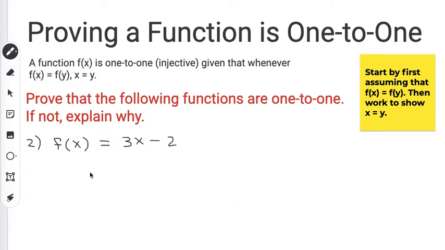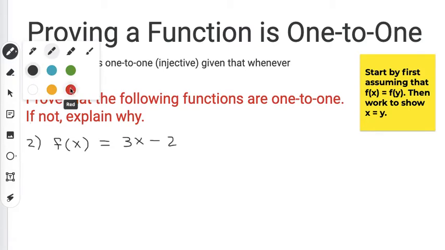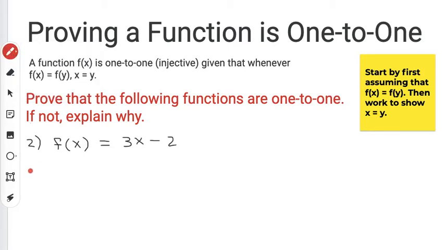So given this function f of x is equal to 3x minus 2, I know that this function, when graphed, is going to give me a straight line. And I know that that's going to pass the horizontal line test. But I need to prove that this function is one-to-one in a given proof. So I'm going to change my color to red, and we're going to write out the proof.